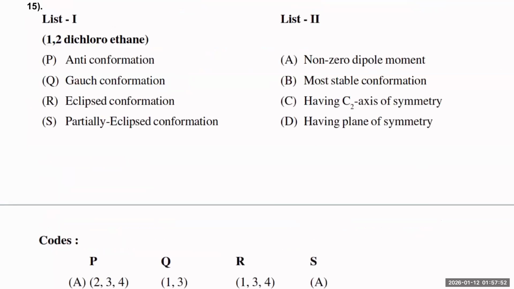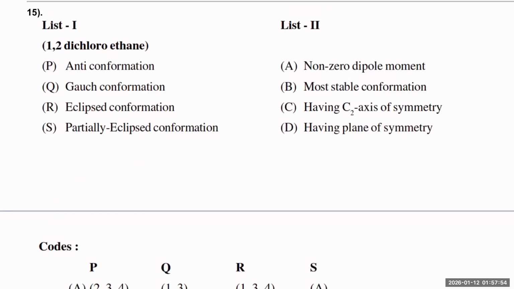Okay. Next. Notice the 15th one. 1,2-dichloroethane. Okay.